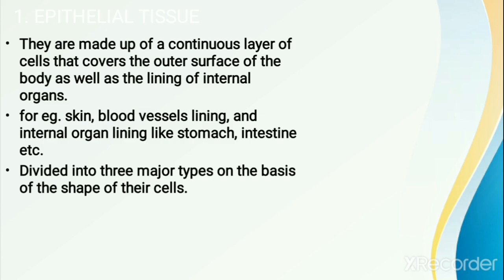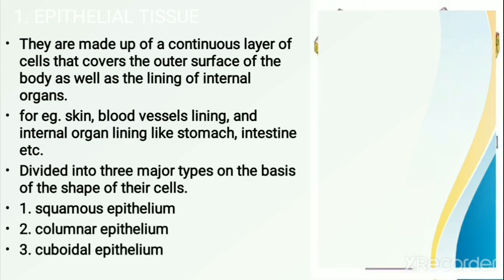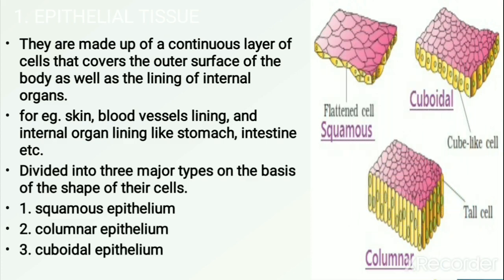These epithelial cells, which form a continuous layer, are also of different shapes and different sizes in the different parts of our body. Basically they are of three types: squamous epithelium, columnar epithelium and cuboidal epithelium. These are the major three types. You will study that it also has some more types, but that you will study in your higher section. In this session we will discuss only these three types.